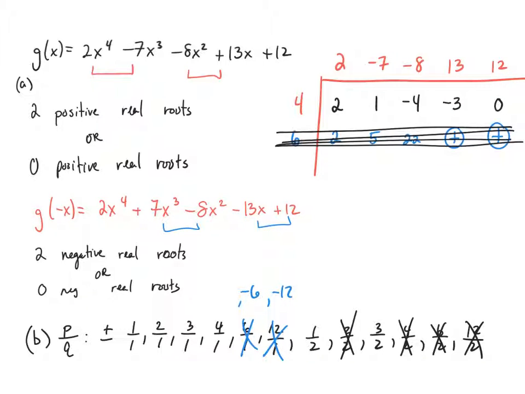Now, Gus, once 4 worked, what should we have done? Do you take the depressed equation and start testing values again? So this becomes 2x to the what power? Third. And then minus 7x squared. No, careful. Use the numbers in the row, not the heading. Oh, right. Plus x minus 4x minus... And do I need a remainder? No, because it's 0. Yeah, and that's the whole idea.